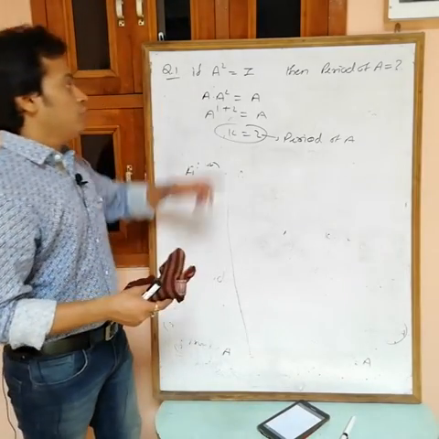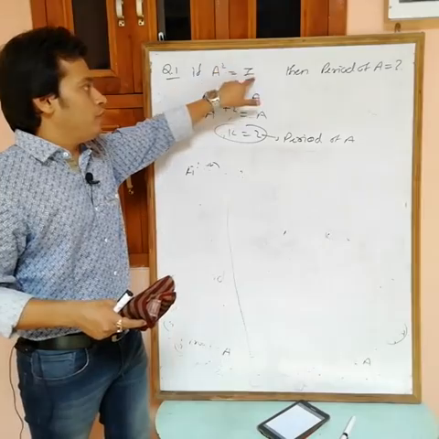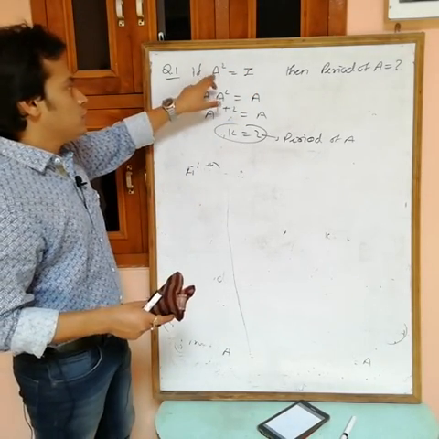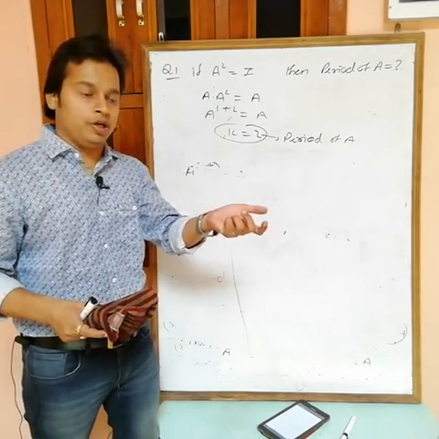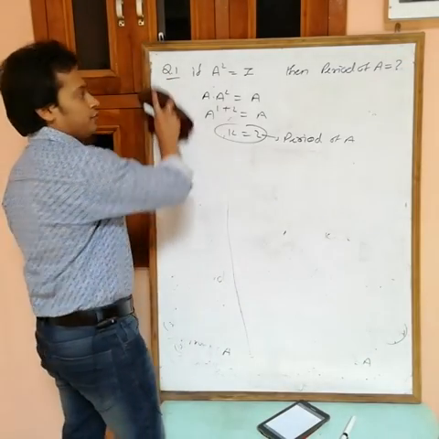Because first you have to write this one in terms of A power 1 plus k equal to A. Here we want A, so I have to multiply with A. If you multiply with A, then this becomes A power 3. A power 3, it means A power 1 plus 2 equal to A. Okay, so 2 is the period. Okay, can I?